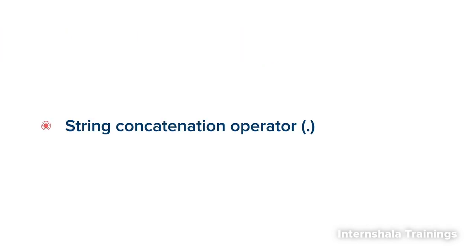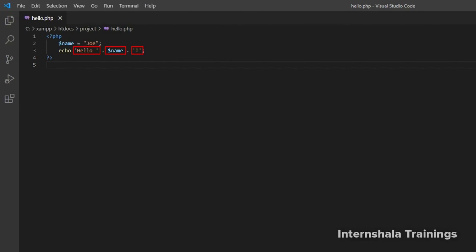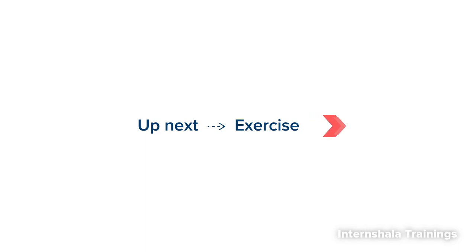Lastly, in this video, we will cover the string concatenation operator. It is denoted by a dot and is used to concatenate two strings. It means the dot is used to join two strings. Let's have a look at an example. Here, in the print statement, we have three substrings that are concatenated using the string concatenation operator. If you want to see the output, you have to execute the code on your own. You can find this code below the video. With this, we come to the end of this video. Up next is an exercise.